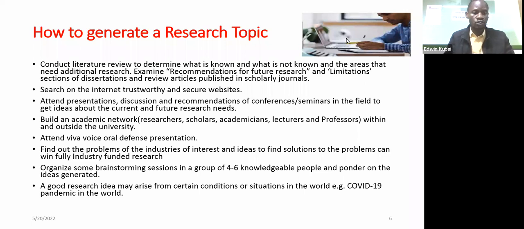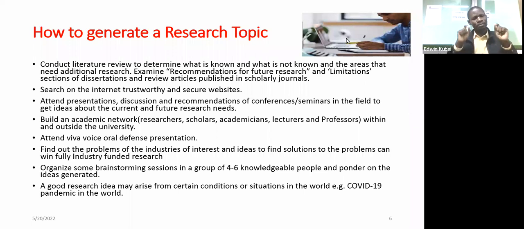Then organize some brainstorming sessions in a group of 4 to 5 knowledgeable people, and ponder on the ideas generated. It means keep on talking about what you want to write. Discuss with your colleagues, discuss with your friends, find out if this area you want to discuss is an area that has been researched on. Is there a lot of information in this area that you can look at? What can you see that is missing that your study needs to fill in that specific area? What is the problem? You need to look at it.